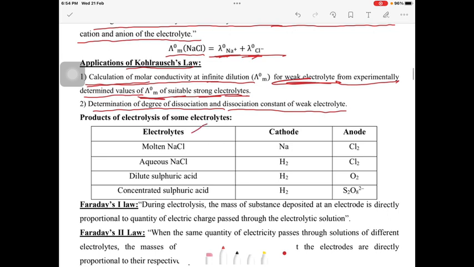Electrolytes, take a tabular column: products of electrolysis of some electrolytes. Electrolyte, product at cathode, product at anode. When you take molten NaCl, product at cathode is sodium, at anode is chlorine gas. Aqueous solution: product at cathode hydrogen gas, at anode chlorine gas. Dilute sulfuric acid H2SO4: product at cathode hydrogen gas, at anode oxygen gas. Concentrated sulfuric acid: product at cathode hydrogen, at anode S2O8 2 minus.